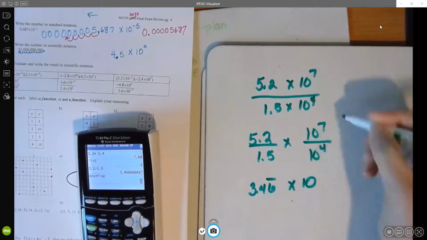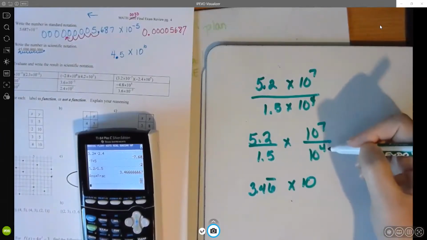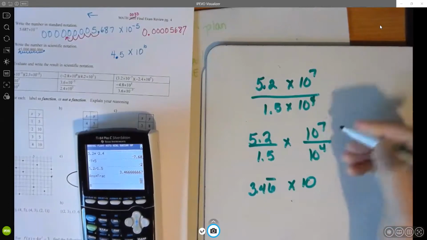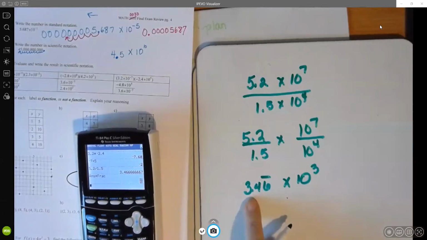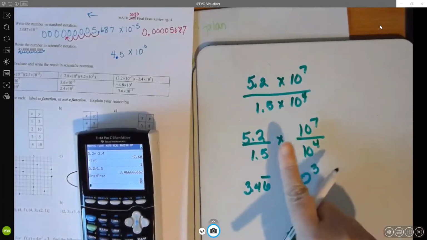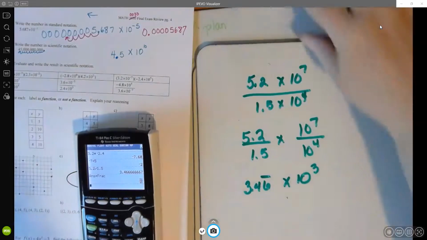Times 10, and what do I do when I divide? I subtract my exponents. So that would be 7 minus 4, which is 3. The nice part is, again, this one is in correct scientific notation. How do I know it's correct scientific notation? It is correct because the 3 is the only digit in front of the decimal.